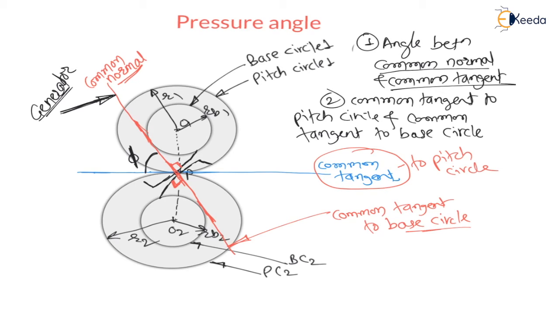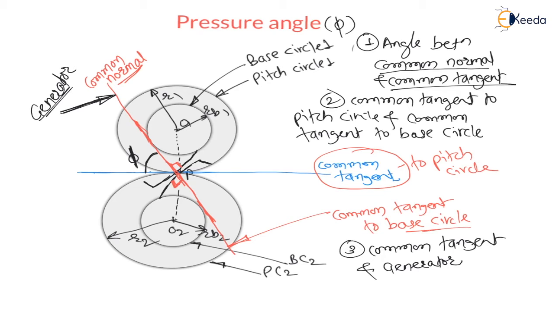Therefore, this third definition of pressure angle is that pressure angle, represented by the letter phi, is nothing but the angle between the common tangent, meaning the common tangent to the pitch circle only, and the generator. This is the third definition, right?